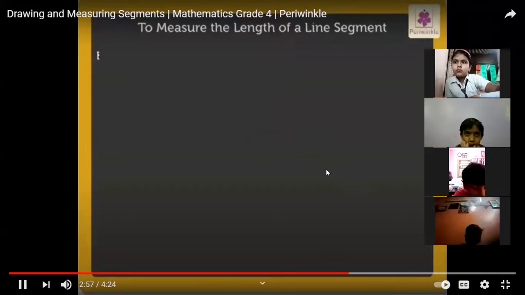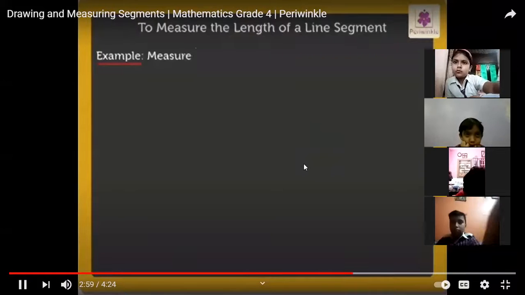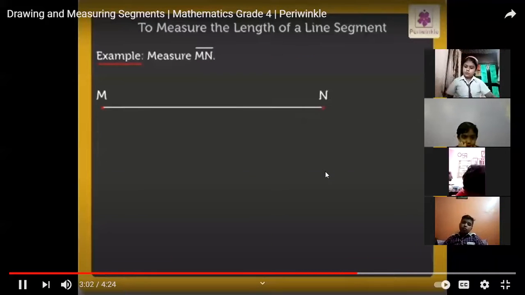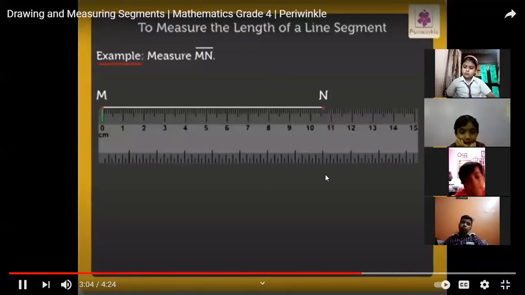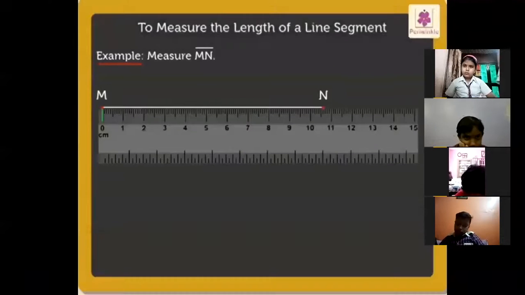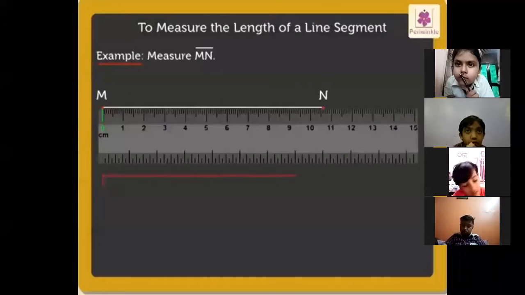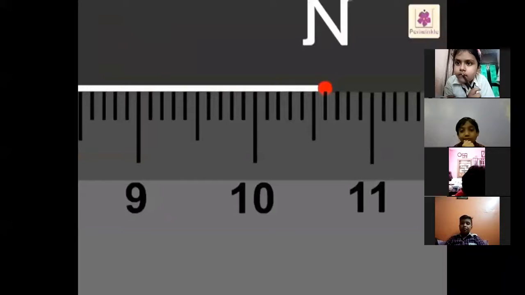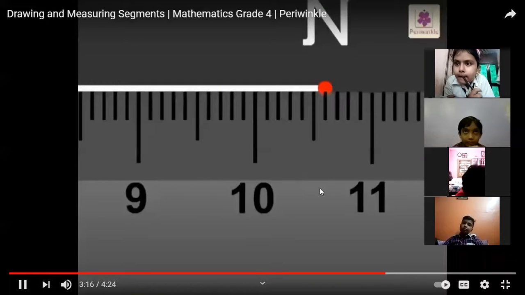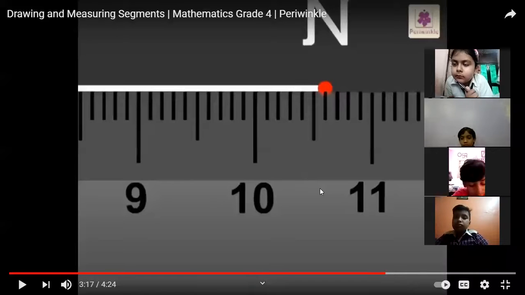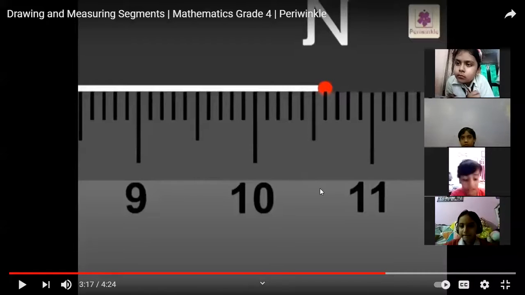Let's measure the length of segment MN. Keep 0 of the ruler at point M. We count forward from 0 to 15. Look, point N of the segment coincides. So here, can you guess, Anmol, what is the exact length of this particular segment? Can you tell me?